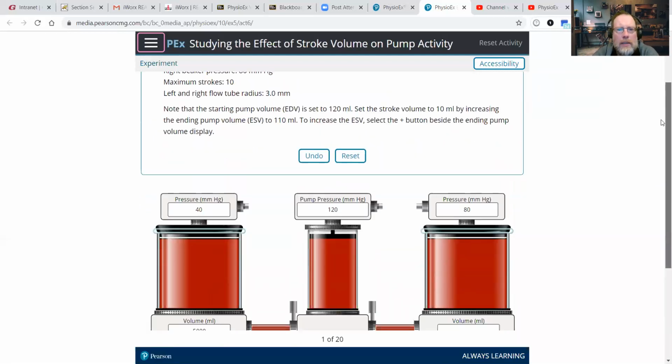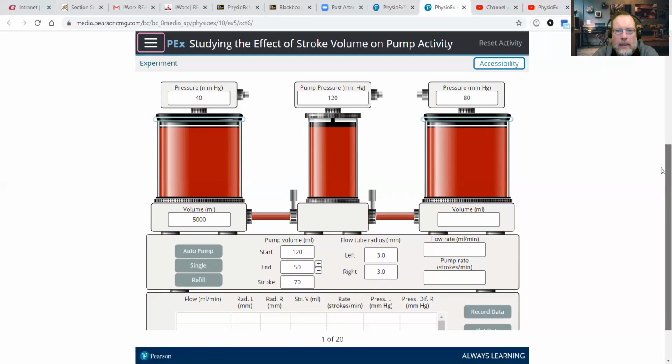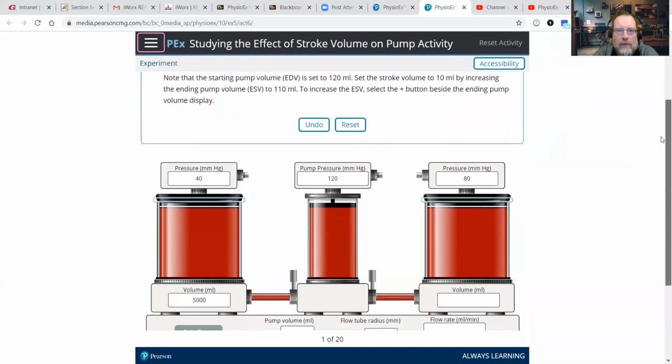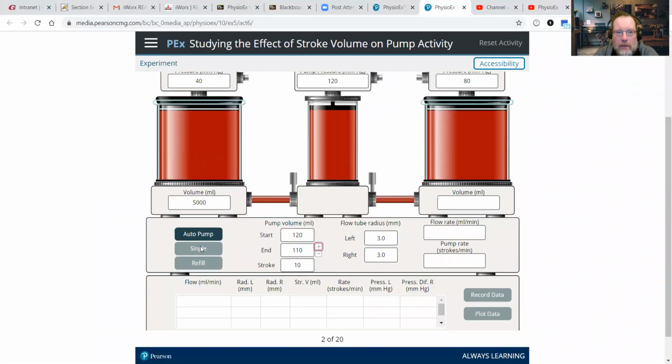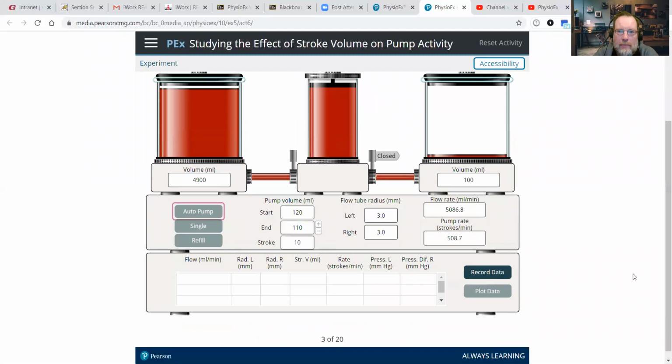So let's see. Starting pump volume is set at 120, and we're going to set the stroke volume to 10. So we want this to go to 10. The stroke volume is how much blood was ejected. So if we started with 120 and we ended with 110, we only ejected 10 milliliters of blood. So we're going to say the stroke volume was only 10 for this particular run of the activity. So we're going to auto pump it. We're giving it 10 pumps.